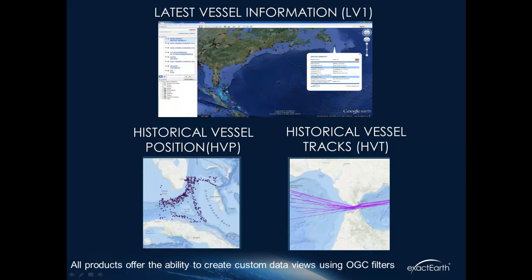The historical vessel information is really split between two. We have the historical vessel positions, HVP, and this is over a 90-day period, all the position reports and associated data that we have received for that individual vessel. And then historical tracks is where we take those position reports and actually create a vector from them, so you end up with a 90-day track of that vessel's movements.